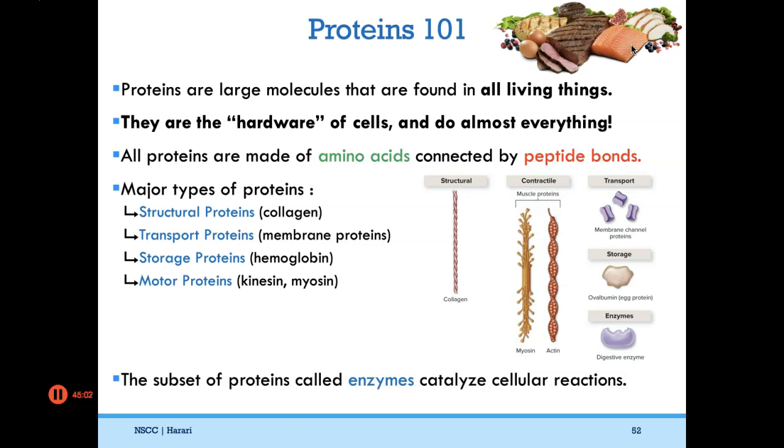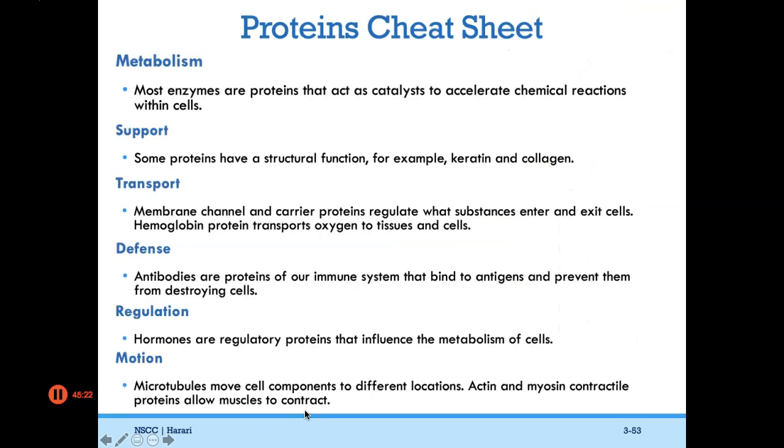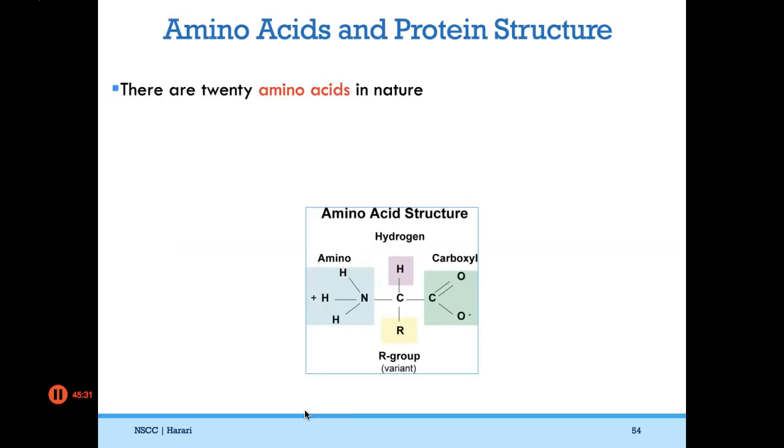There's also a completely separate subset of proteins called enzymes that can catalyze or speed up cellular reactions. And there's a whole chapter dedicated to enzymes that we'll learn about in a bit. So enzymes, again, usually end in -ase, like lactase, protease. So this is a little cheat sheet that talks about some different categories of proteins and some examples of how they function. So we said that all proteins are made of amino acids. And there are 20 different amino acids found in nature. So all proteins are made up of amino acids. There are 20 varieties of amino acids in nature.